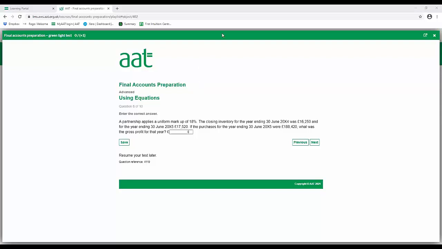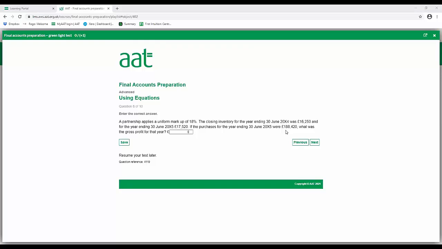So the first thing we need to find, obviously, is our opening inventory. In order to get that, we need to carefully check these dates. So we've got the 30th of June 2014, 30th of June 2015. So it's safe to assume that our opening inventory figure is going to be £16,250. And again, the next thing we need to find, if we reference our table, is purchases. Now again, quite straightforward in this instance, purchases for the year ending 30th of June were £188,420. So we're then going to add that on.